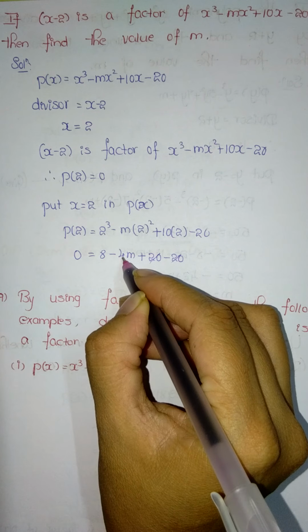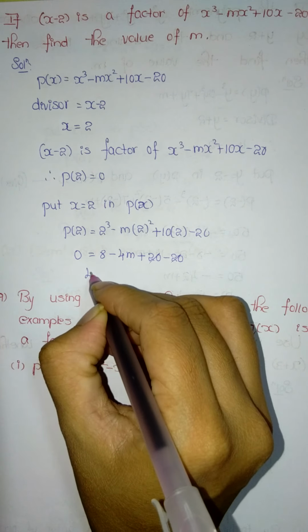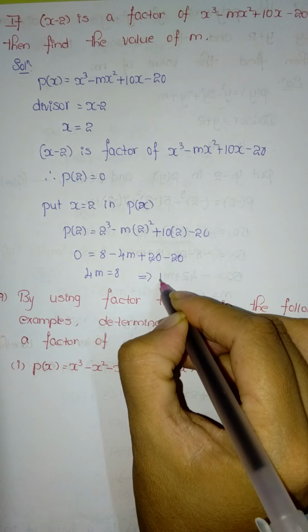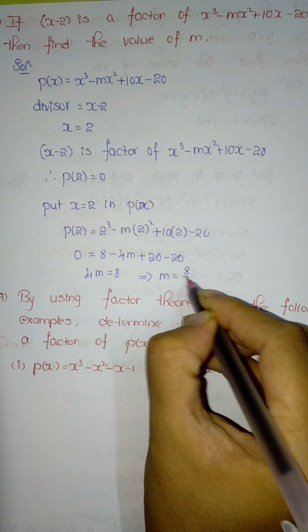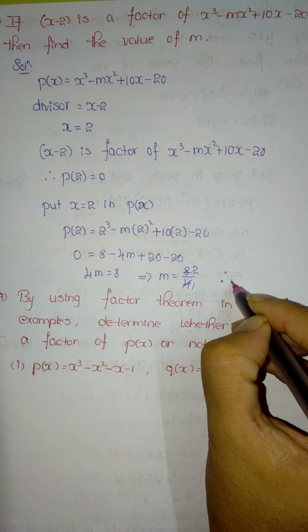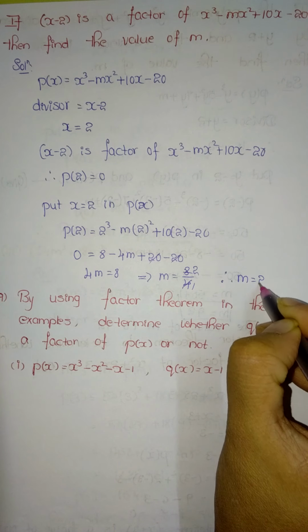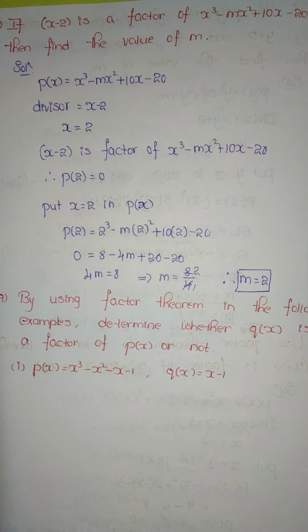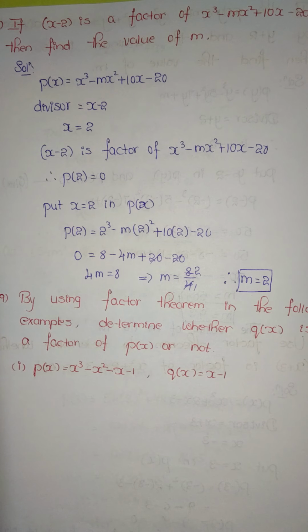So here take this 4m to this side. So 4m is equal to 8. So m is equal to 8 by 4. 4 ones are 4, 4 twos are 8. Therefore m is equal to 2. So it gives the value of m. So here it completes our question number 8. Next, move on to question number 9.